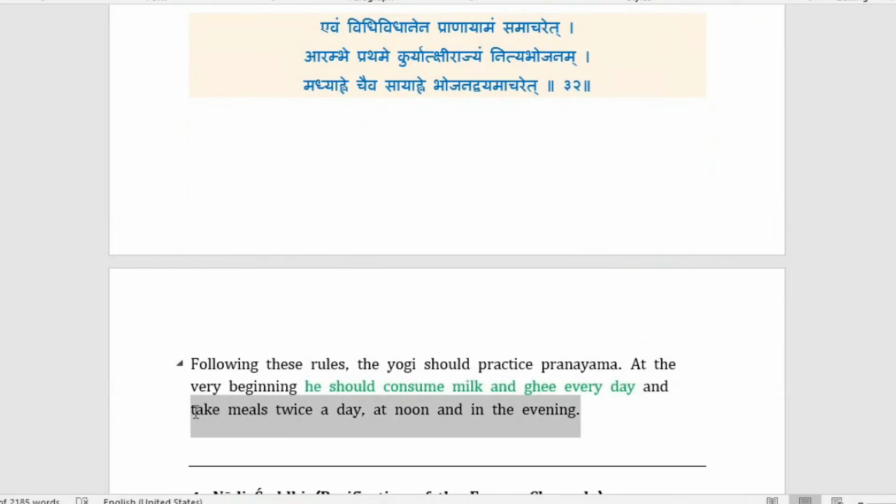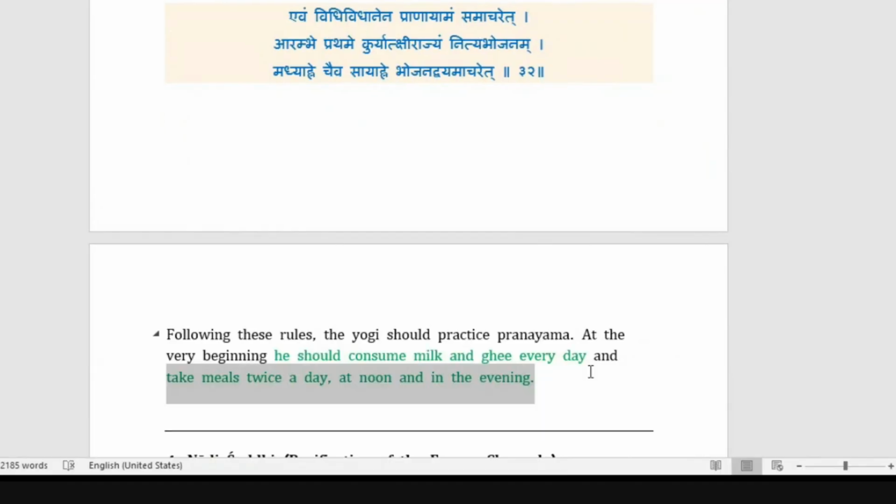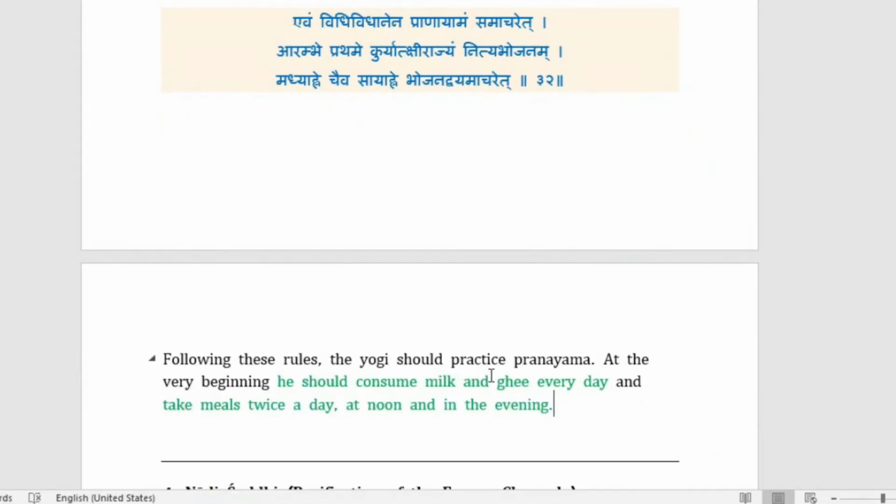Now, do you remember what Swatmaram Rishi told? Anybody remembers? Was it the same thing or something different? And where did he say it in Hatha Pradipika?